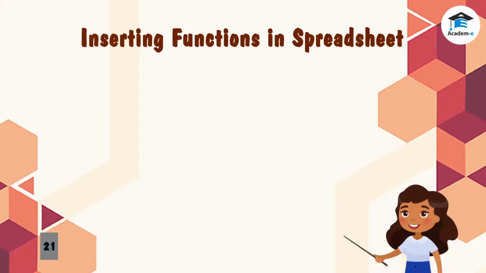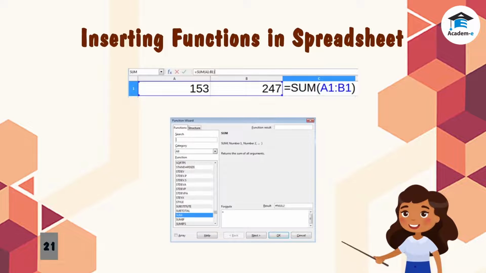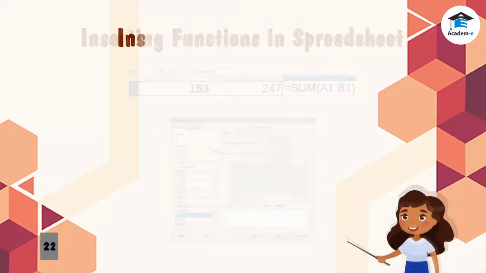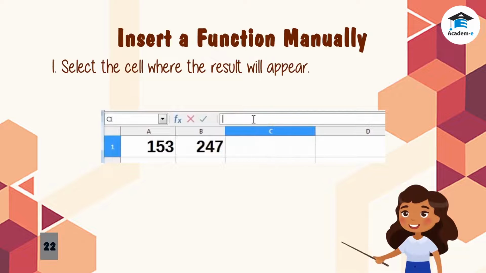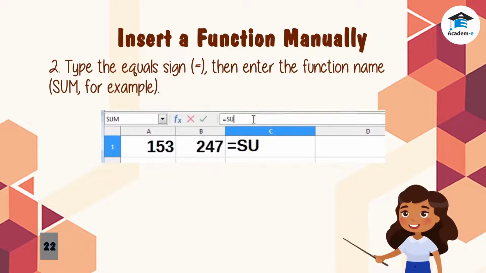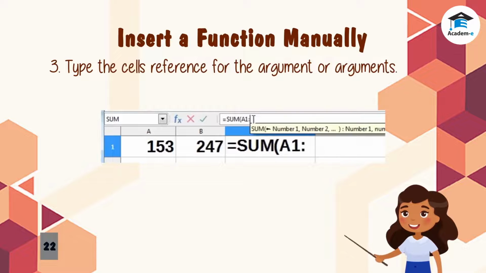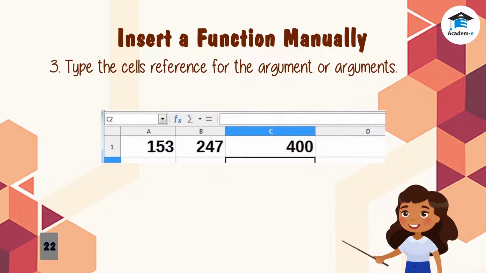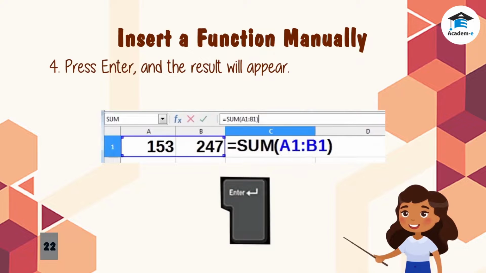Inserting functions in spreadsheet. You can insert functions in a spreadsheet either manually or using the Function Wizard. Insert a function manually. 1. Select the cell where the result will appear. 2. Type the equal sign, then enter the function name, SUM for example. 3. Type the cell references for the argument or arguments. Alternatively, you can select with the mouse the cells or cell range to automatically insert the arguments inside the parentheses. 4. Press Enter, and the result will appear.